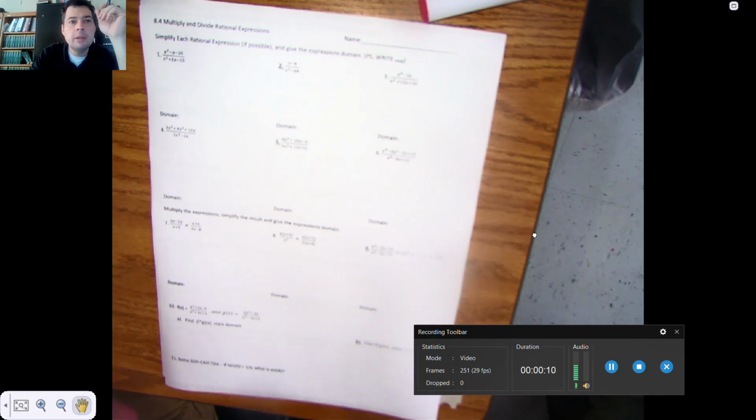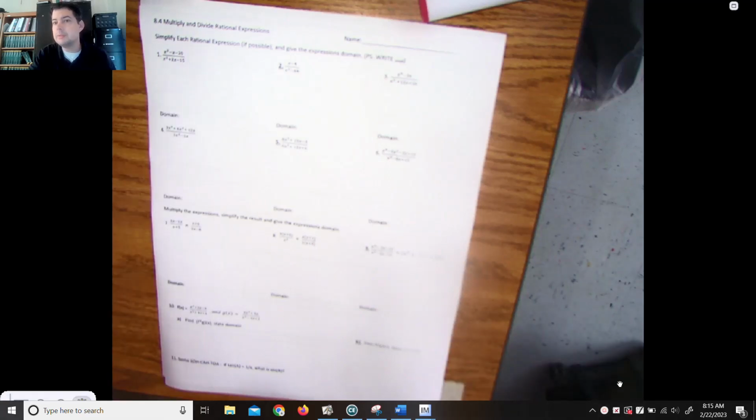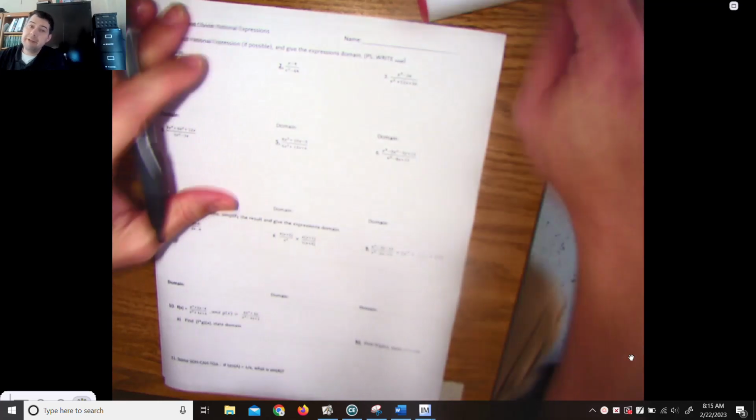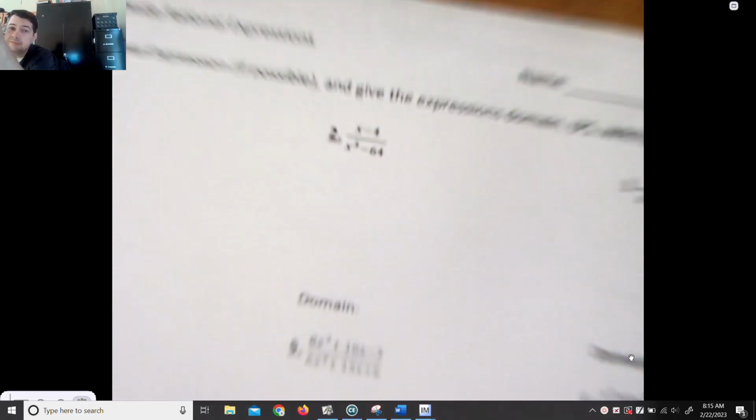Cool, I am. We are looking at 8.4, multiply and divide rational expressions. I love this stuff right here. But I can factor. That has a lot to do with it. For those of you that can't factor, this is brutal.